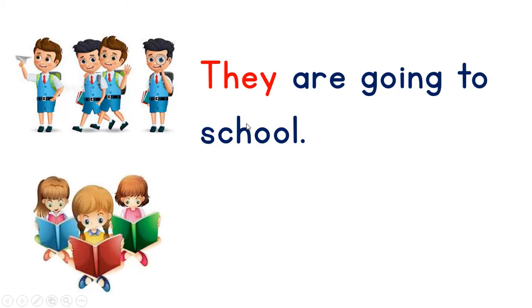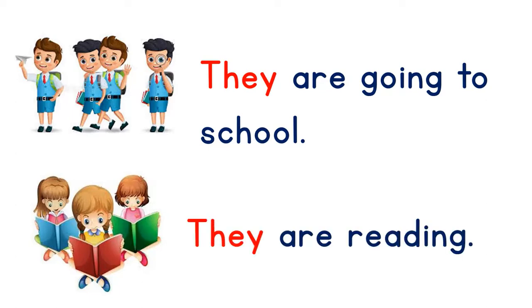Okay, look at this picture. Yes, some girls are reading. Tell me what word we use here? He, she, it, or they? Yes, one, two, three. Three girls. It means more than one. So we use they here. They are girls. They are reading books. They are girls and they are reading. Yes, we use they here. Look at here.